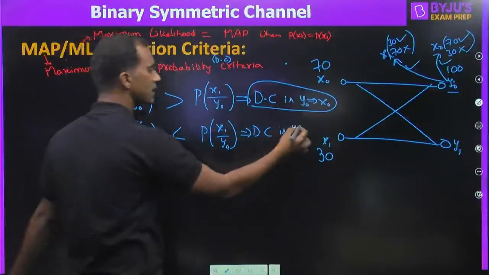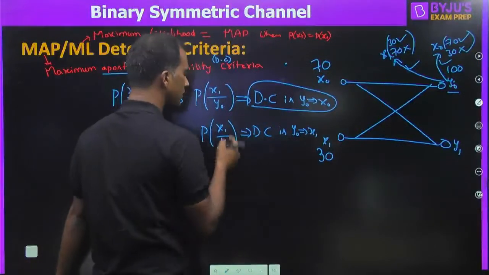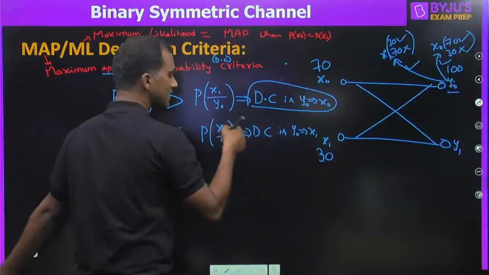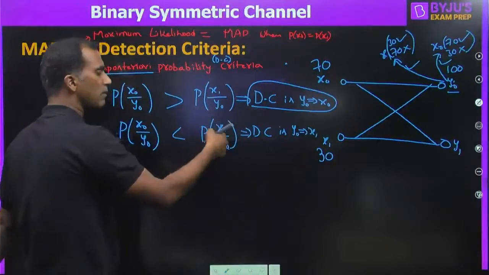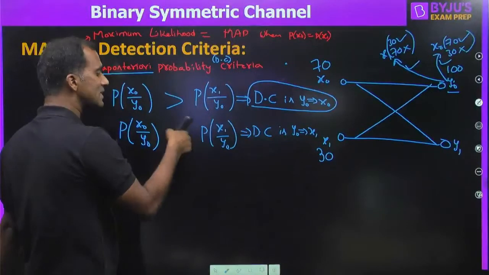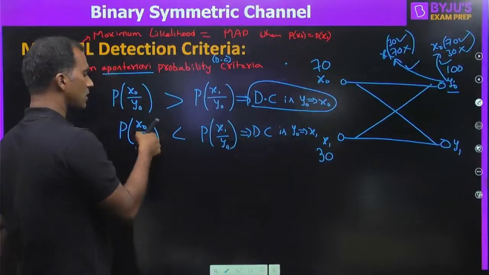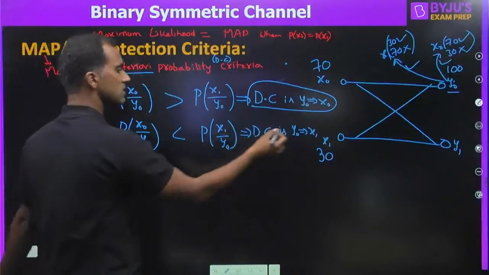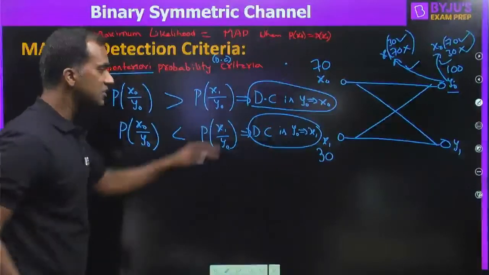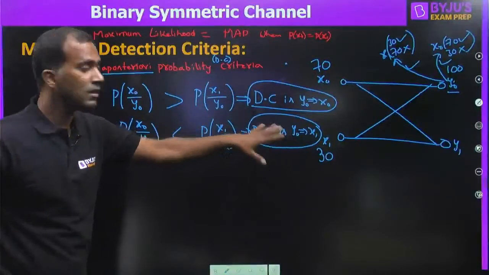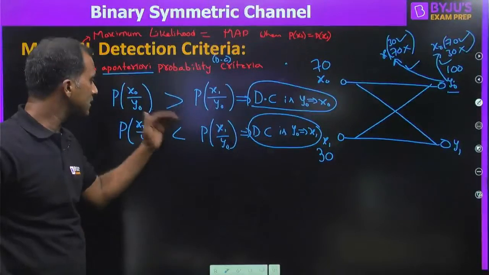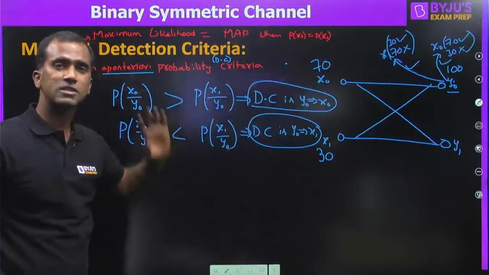So the best decision to make is, when you receive y naught, decide it as x1, because the probability of receiving y naught because of x1 is greater than receiving y naught because of x naught. So this is the best decision to make. See, the decision changes. The best decision is different when the probabilities are differently distributed.